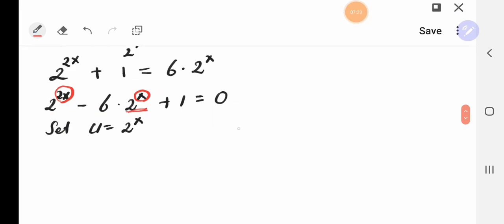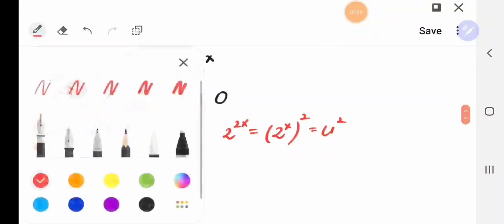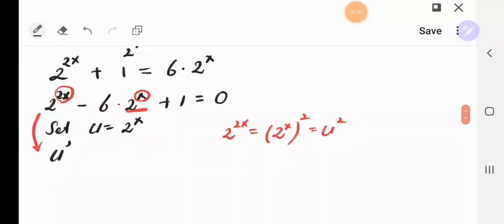Then the square of 2 to the x will be u squared. So always, if the exponent of the first one is twice the exponent of the second one, set the exponential form equal to u. So 2 to the x is equal to u, and then the first term will be u squared, always. So this will be u squared minus 6u plus 1 is equal to 0. So we have a quadratic equation.